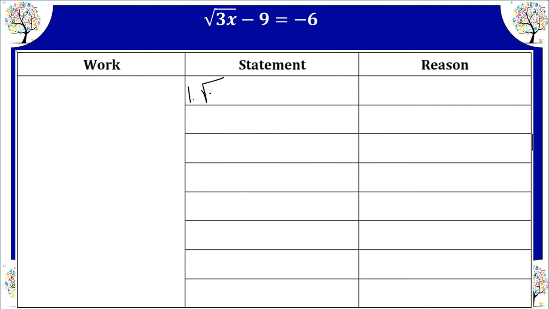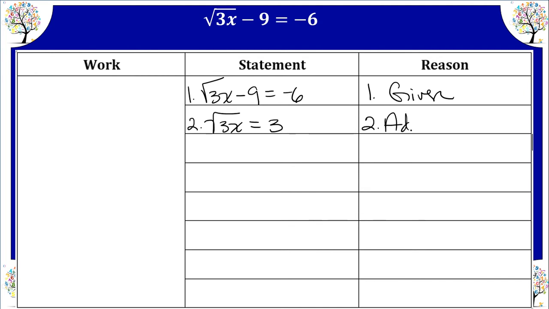Okay, our next problem, we have the square root of 3x minus 9 equals -6. The reason is the given. Now, x is being multiplied and then taken the square root and then subtracted. So we're going to work backward. So we are going to add 9 to both sides. And this gives us the square root of 3x equal to +3. So this was the addition property of equality.